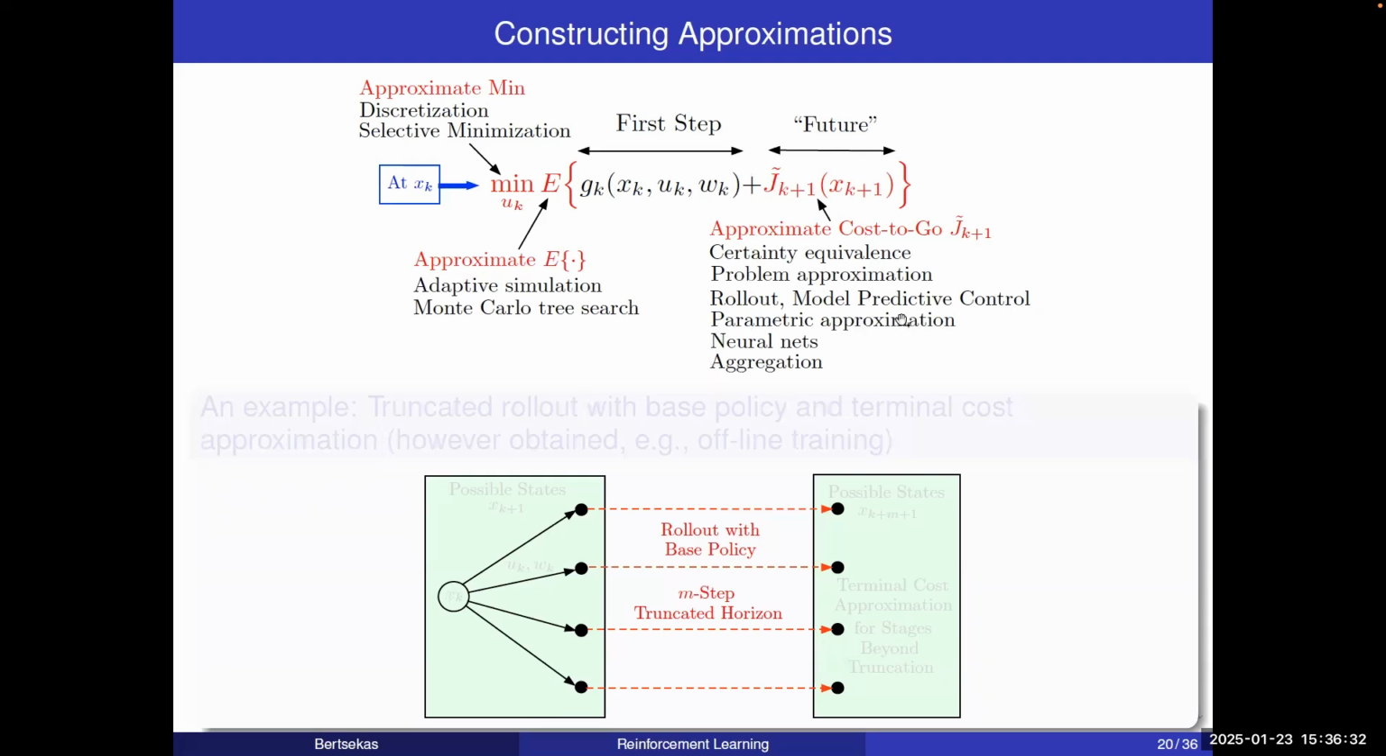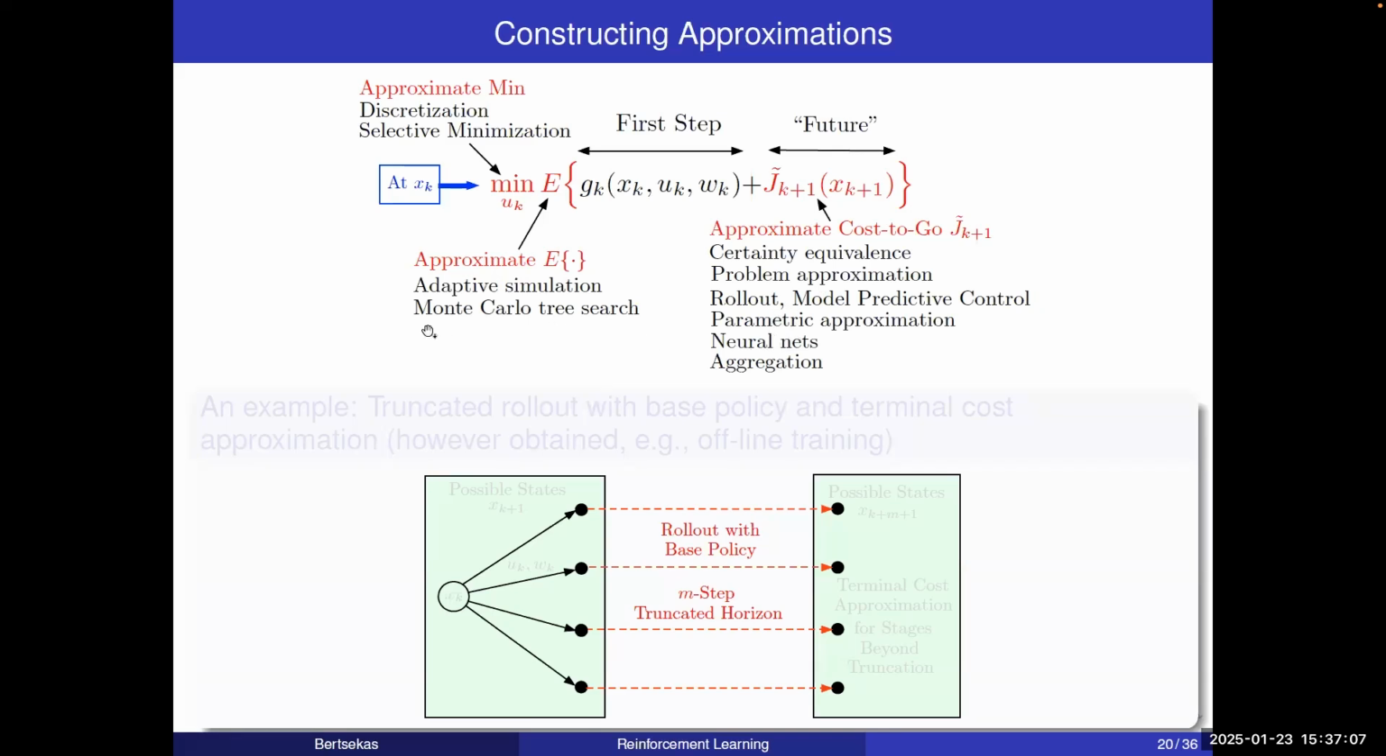Parametric approximation and neural networks. This is also a very popular method. Approximate this J tilde using data, using the result of our neural network training, and then use that in here. Aggregation is another method which involves simplification of a high dimensional problem using a lower dimensional problem, and we'll probably get to that at the very end of the class. So there are many, many different methods, variations for this J tilde.